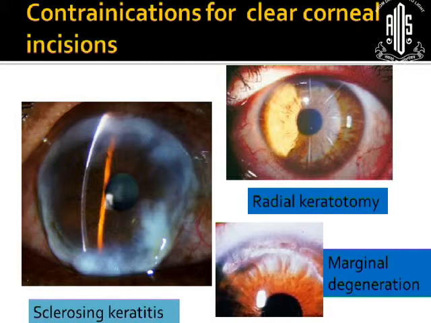This is a radial keratotomy patient. Here again, we have to be very careful. If you want to go for corneal incision, you make your incisions in between so that you don't cut through these cuts. And of course, patients with marginal degenerations where your cornea is not healthy, then you go for scleral incisions.